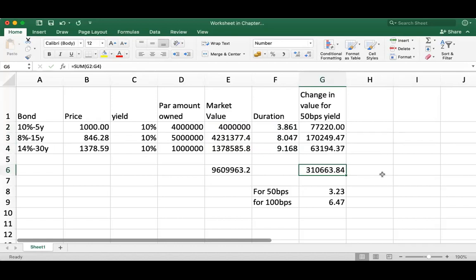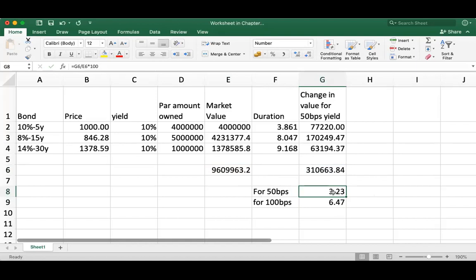So these changes total 310,663. The method to calculate portfolio duration here is to divide this change in the value of the portfolio by the original value of the portfolio. So for 50 basis points, this is G6 divided by E6 multiplied by 100 in terms of percentages, right? So what I got is a 3.23 percent change for a 50 basis point decrease in the yield.